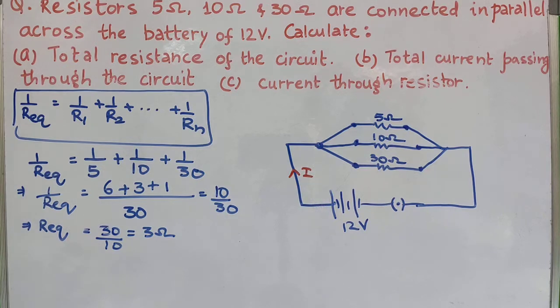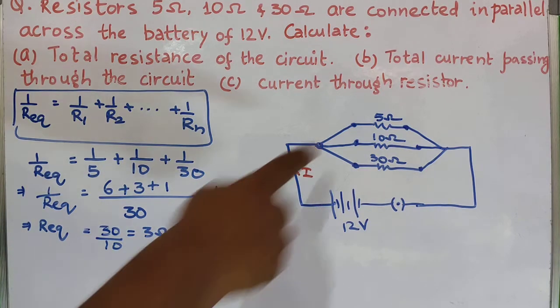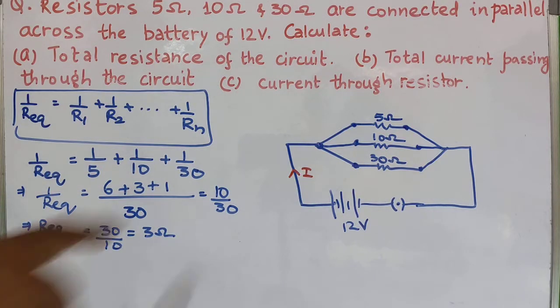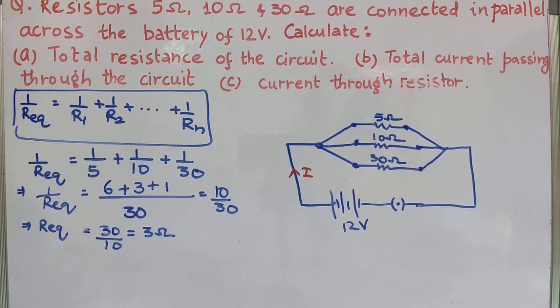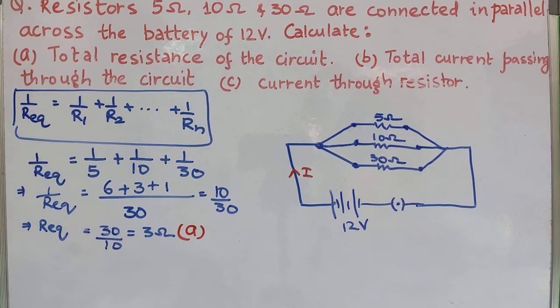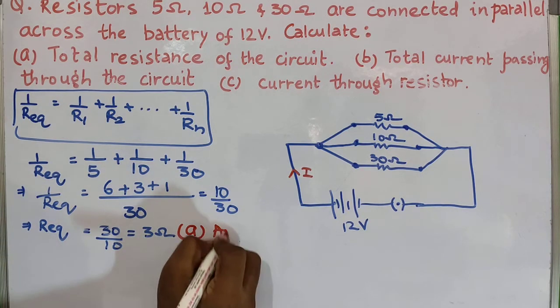Please understand here. Each resistor is 5 ohm, 10 ohm, 30 ohm, but the equivalent resistance is less than all the three. The equivalent resistance is smaller than all the three resistances. So we got the answer for A. The total resistance of the circuit or the equivalent resistance is 3 ohms.